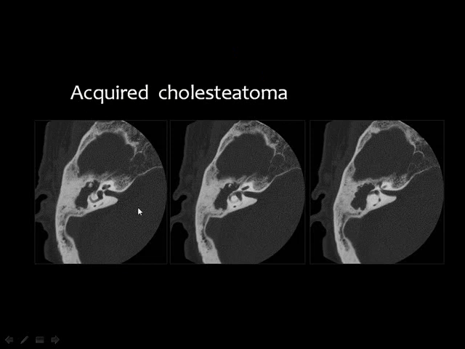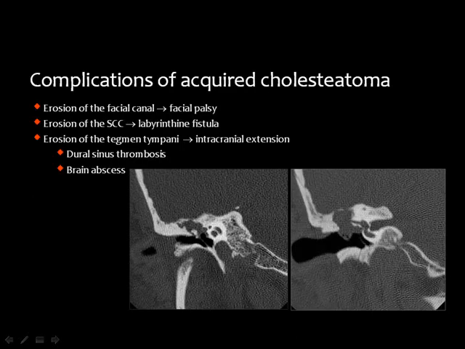These are serial images showing the cholesteatoma in the middle ear cavity, and you can see the middle ear cavity is totally opacified, no air inside the middle ear cavity. The ossicles are eroded, also the bony margin of the middle ear cavity is eroded. Can you notice also the sclerosis of the mastoid air cells?